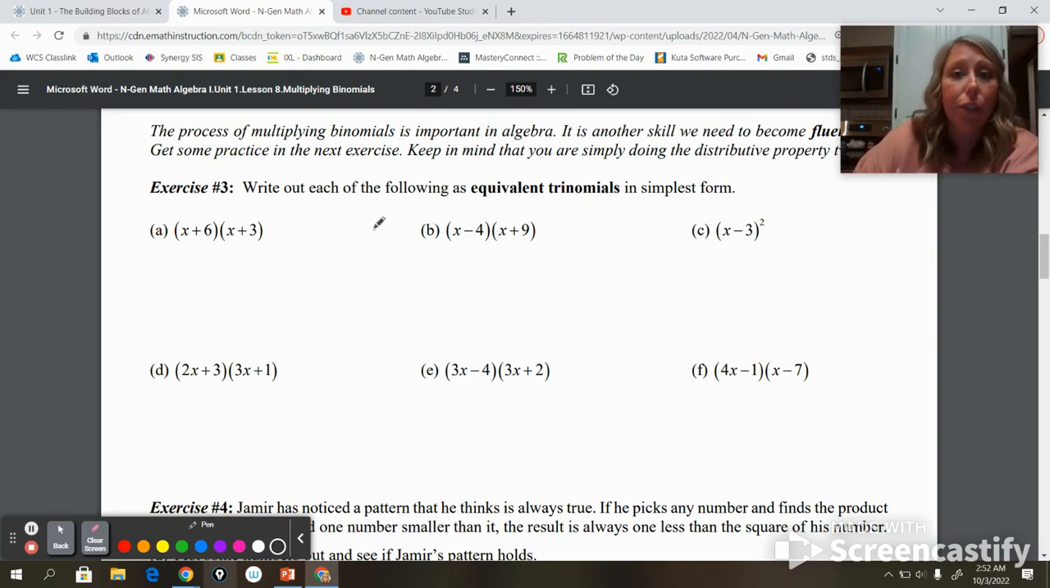So in exercise 3, we're just going to practice doing the distributive property. So what is happening here in each of these multiplying binomials problems is that the two terms that are in the front have to each get multiplied by the two terms that are in the second set of parentheses. So if you think of that as distributive property, you can take the first set of parentheses and break it apart and distribute it twice.